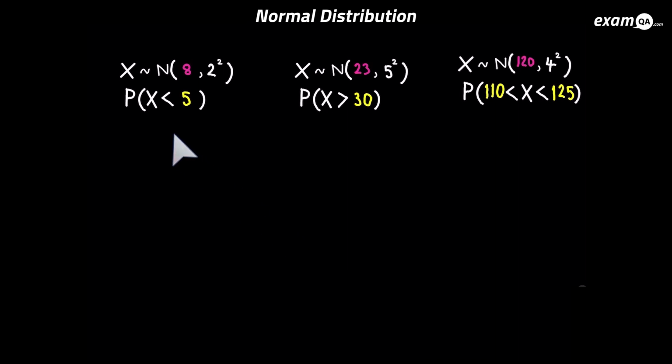So in the first one, we've got x is distributed normally with the mean as 8 and the variance as 2 squared, meaning the standard deviation is 2. And we want the area to the left of 5. So we want the probability of being 5 or less.